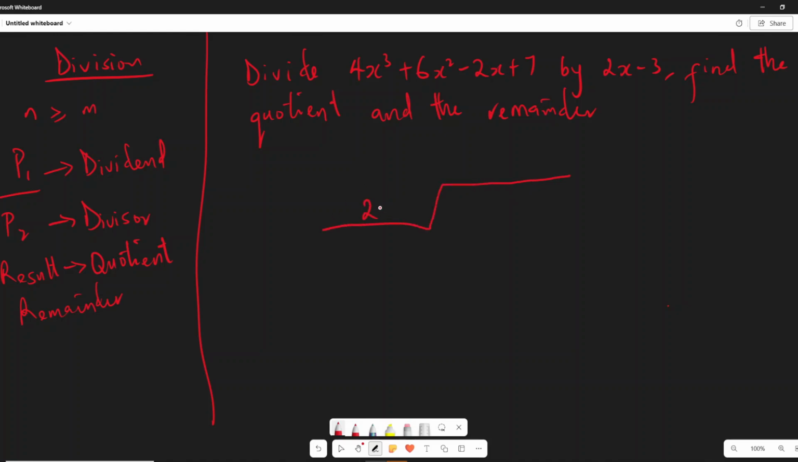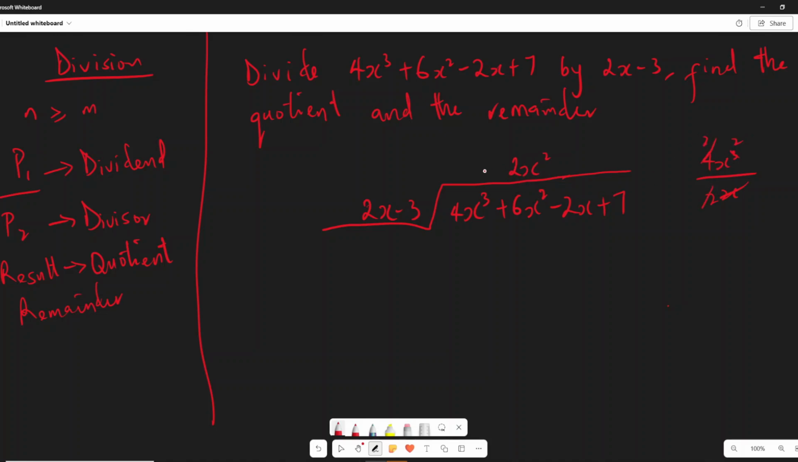This is how we do division. It's the long division, 2x minus 3, and then we have 4x cubed plus 6x squared minus 2x plus 7. So this is how we divide. First of all, we divide this 4x cubed by 2x, and then this will be 2, write it at this part, 2x to the power of 2, because by removing one of the x here we have 2, and then by dividing this we have 2x squared.